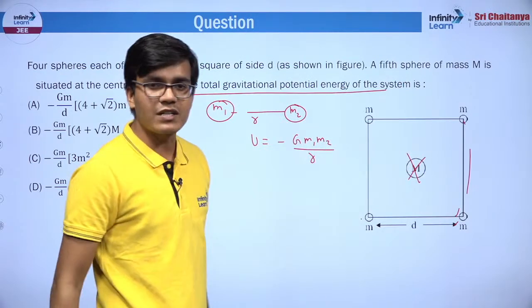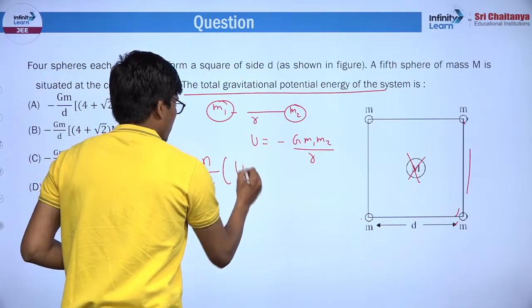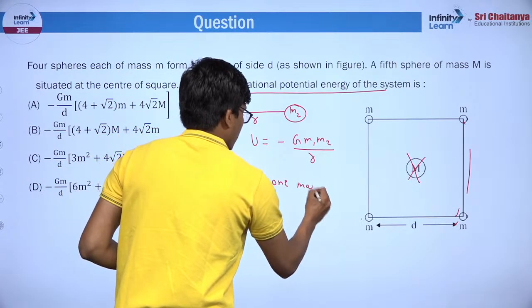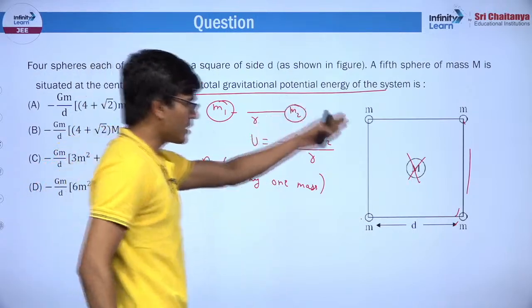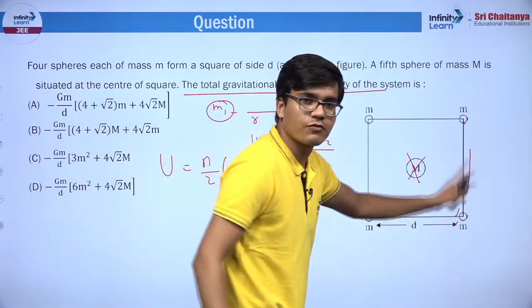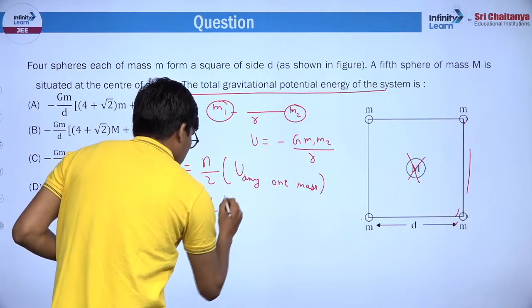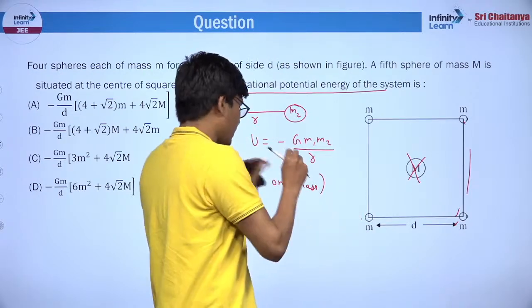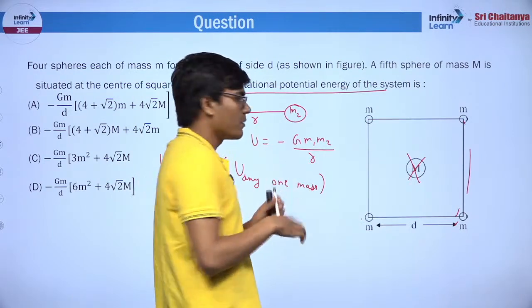So this is a symmetric system, and for the symmetric system you can write n by 2 into the potential energy of any one mass. n is basically the number of mass particles. They are 4 here, so 4 by 2, and then write the potential energy of any one mass due to its interaction with the others, right?